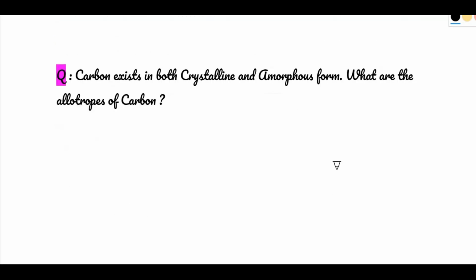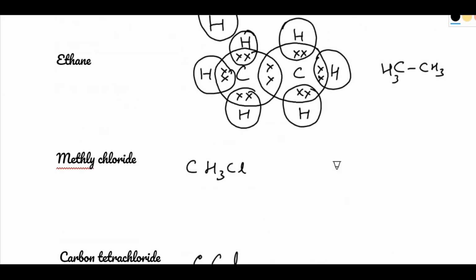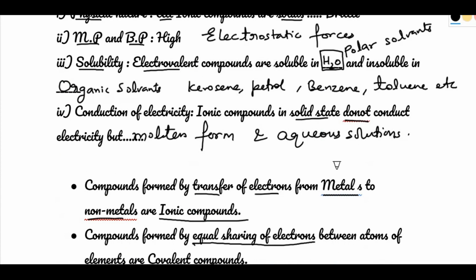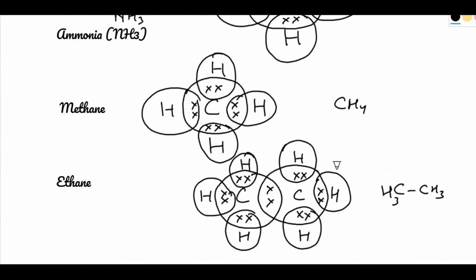Now, carbon exists in both crystalline and amorphous forms. What is the meaning of crystalline? Crystalline is graphite. Crystalline is a diamond. And amorphous means charcoal, coke. These are the amorphous forms of carbon.